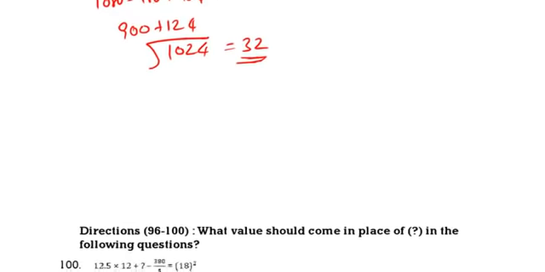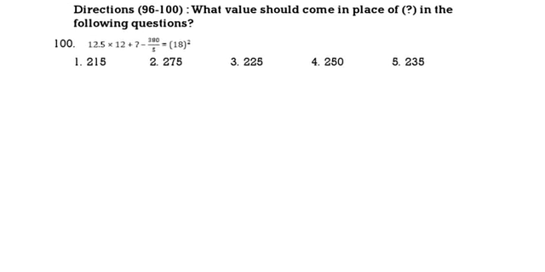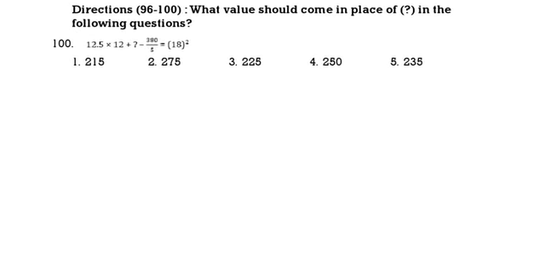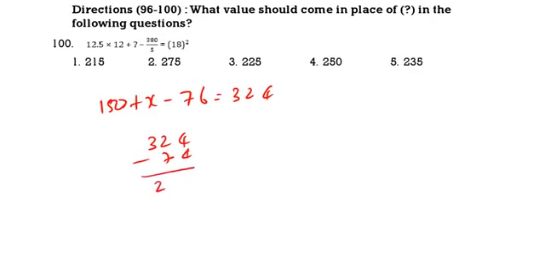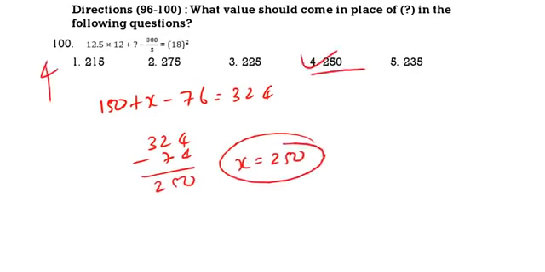Next question, the last one. 12.5 into 12. 12 into 12, 144. 0.5 into 12, 6. That is 150 plus x minus 5 7s are 35, 5 6s are 30 is equal to 324. This is 74. So 324 minus 74, 250. So x value is equal to 250. 250 is the correct answer, option 4. So the remaining we will continue in tomorrow's class.